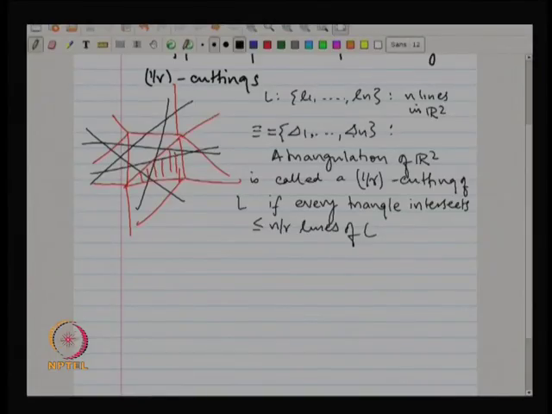Maybe I should use S, that is fine. So, the question is, what is the size of a 1 over r cutting? If you want to have this condition, then how many triangles do you need? And here is a theorem.